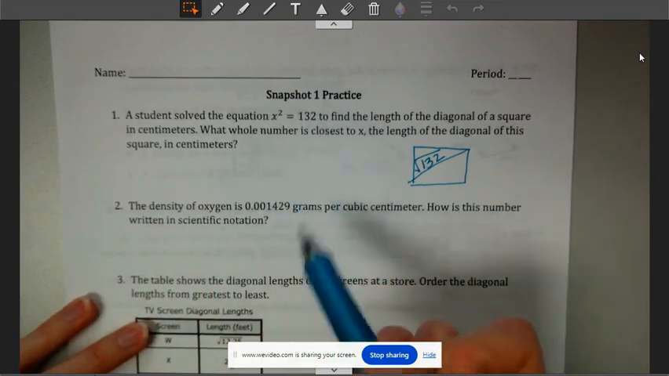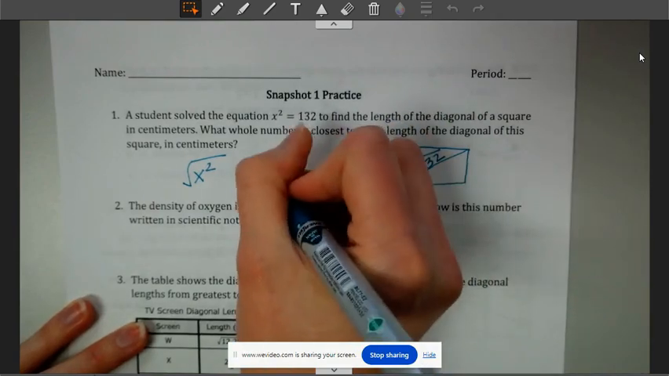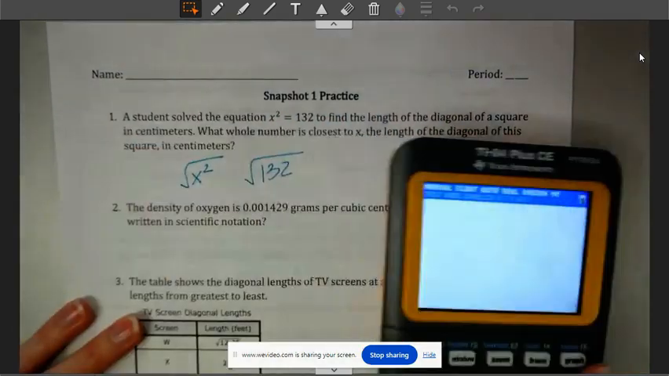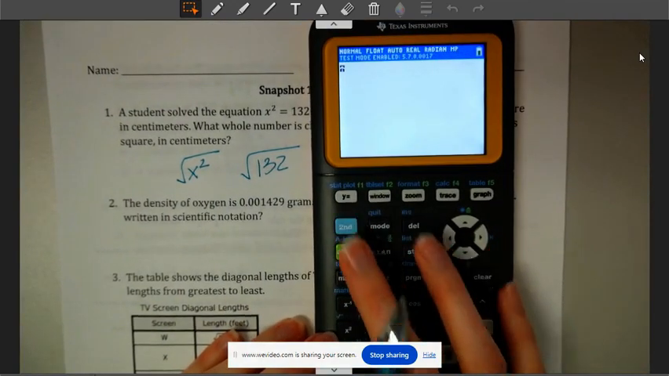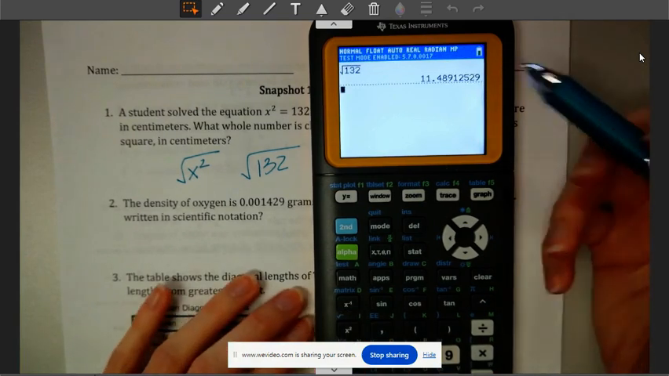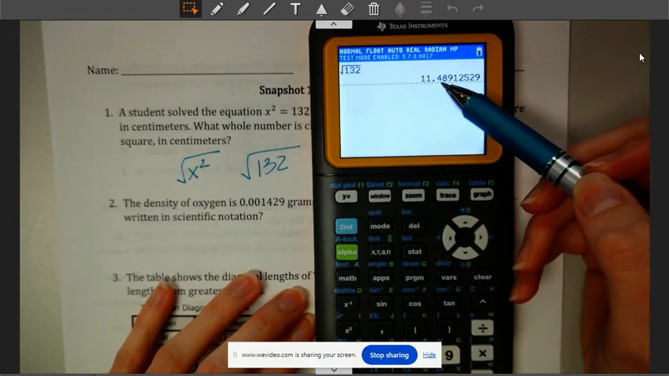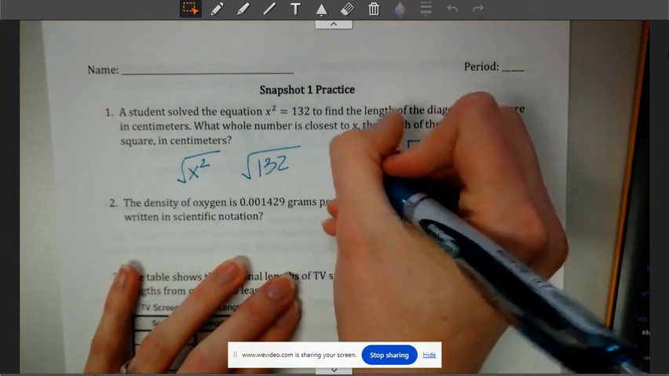To undo x squared, the opposite of squaring something is to take the square root. So for this problem, all I actually had to do was take the square root of 132. On your calculator, to take the square root, you're going to do second x squared, 132. And it said whole number, so I'm rounding to the place that's in front of the decimal. Well, the digit behind it is a 4, so a 4 leaves 11 the same, so the closest whole number was 11.